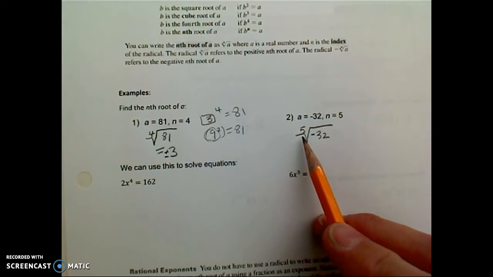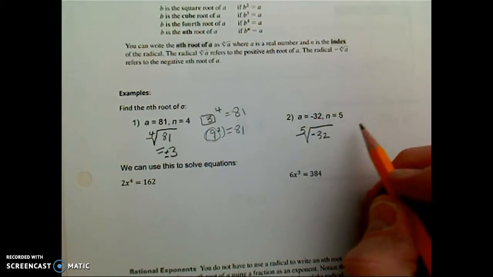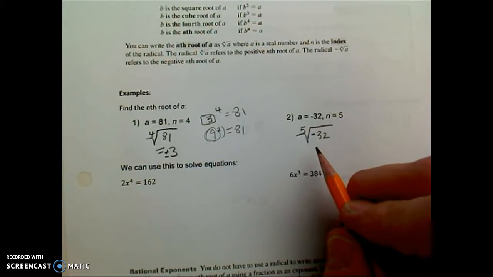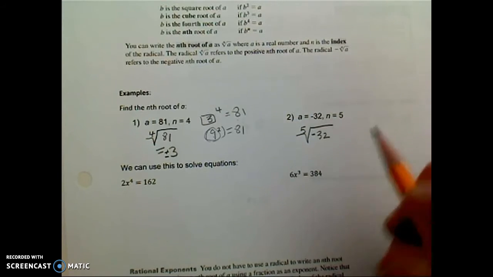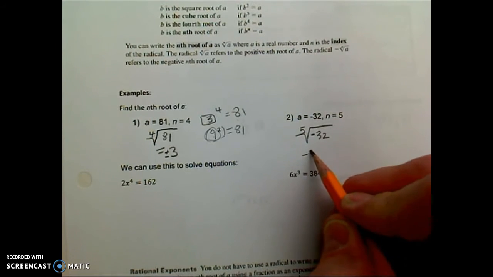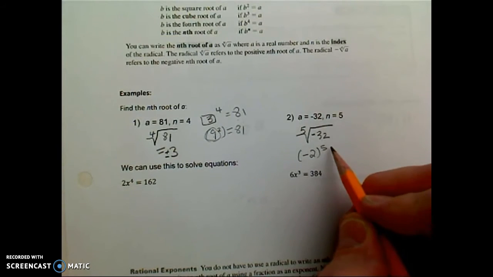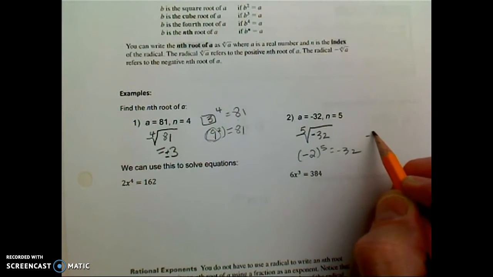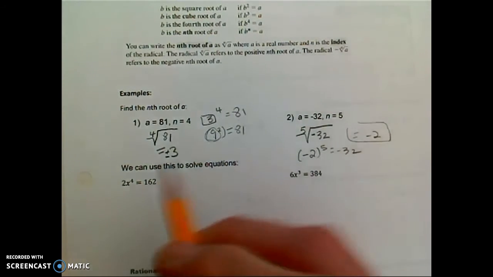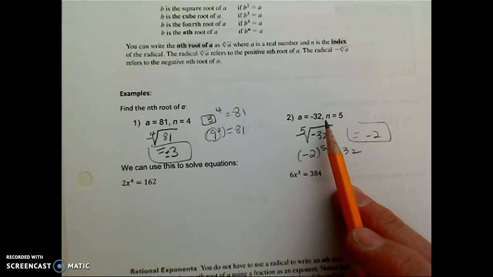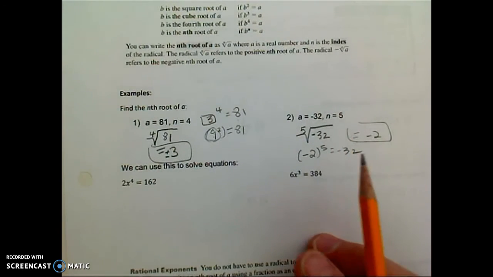So what number times itself 5 times gives me 32? Here I just have to work myself backwards. I know that 2 squared is 4, 2 to the third is 8, 2 to the fourth is 16, 2 to the fifth is 32. So now I know negative 2 to the fifth power equals negative 32. So negative 2 is the fifth root of negative 32.